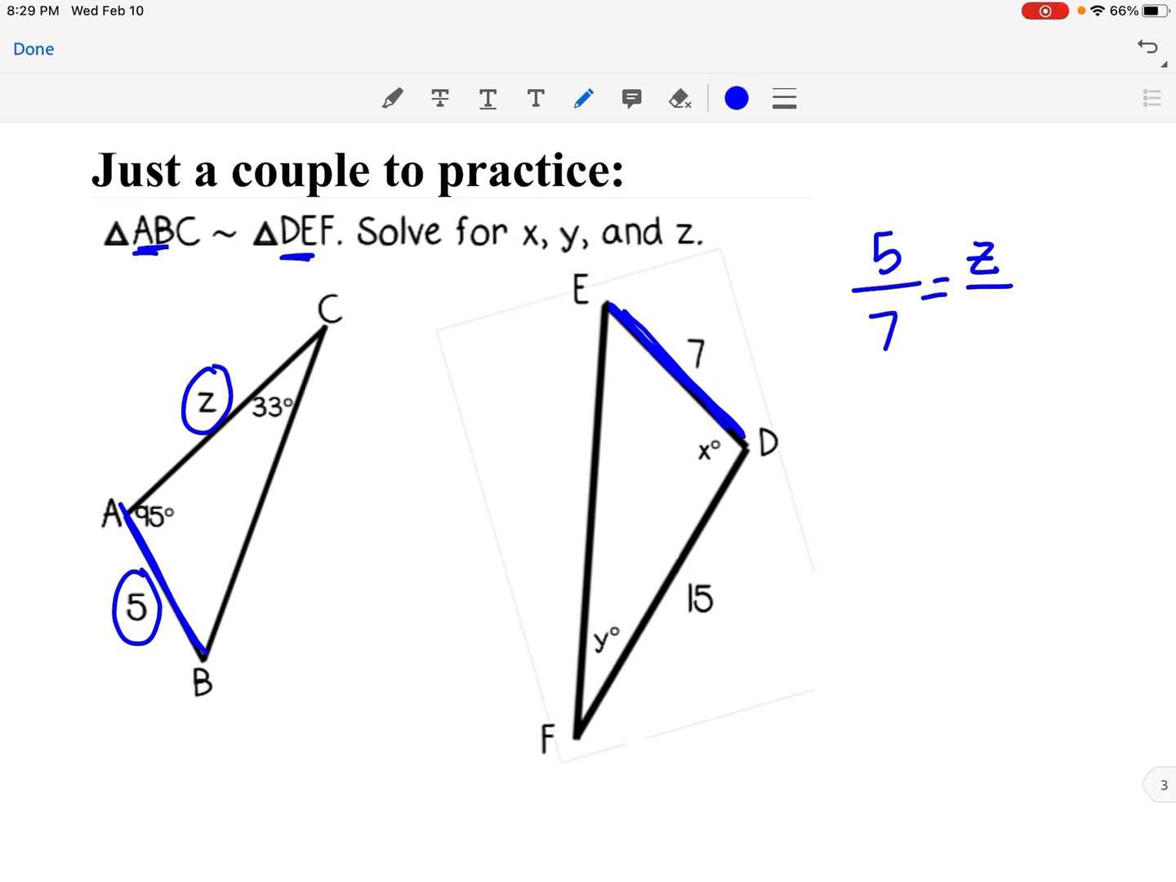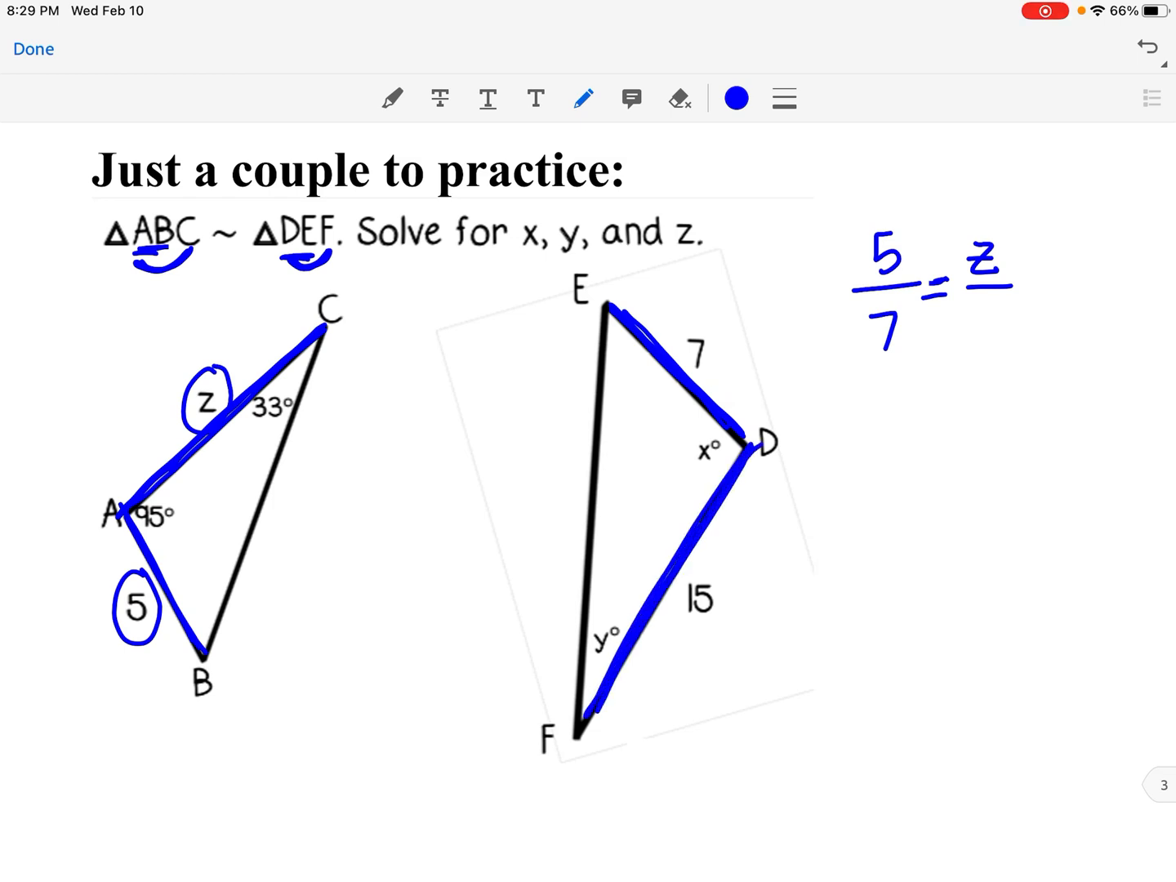And we know they are similar. So that is going to be equal to whatever Z is corresponding to. So Z is our AC. So if we look at AC, that's going to correspond with DF.